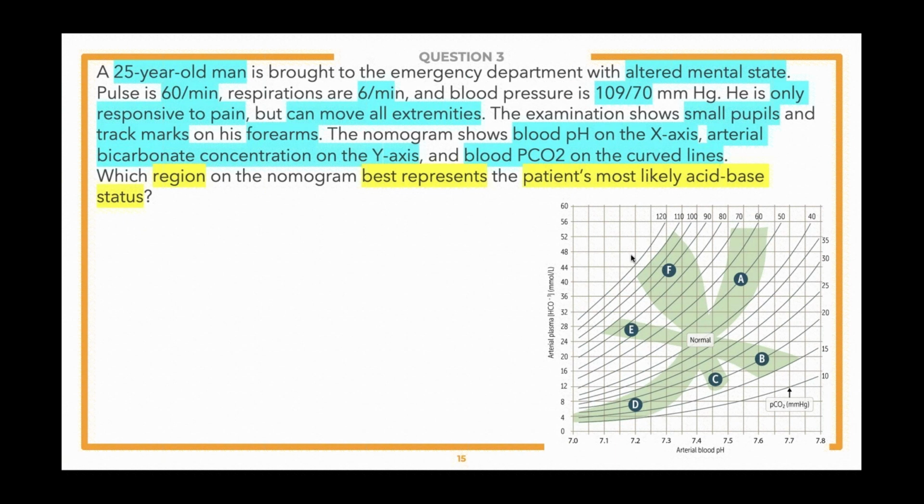We'll talk about that a little bit later, but they describe what the various axes are, the x-axis, the y-axis, and the curved lines, okay? So you want to make sure that you're understanding what that nomogram is. We'll talk more about that towards the end. But this question is asking us which region on the nomogram best represents what this patient most likely has in regards to his acid-base status. So I think we've got a couple steps here. One, we've got to figure out what this patient's acid-base status is, okay? Acid-base abnormality, if there is one.